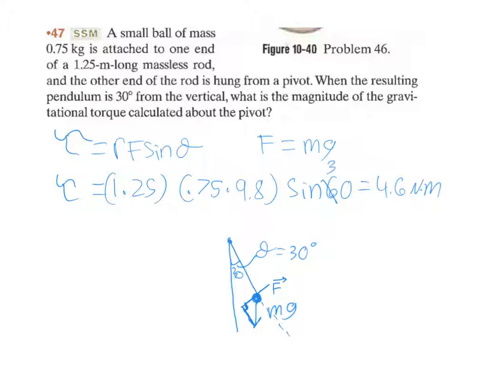Because these are vertical parallel lines, and they're cut by a transversal. So that angle is 30 right there, which makes this angle right in here 60.